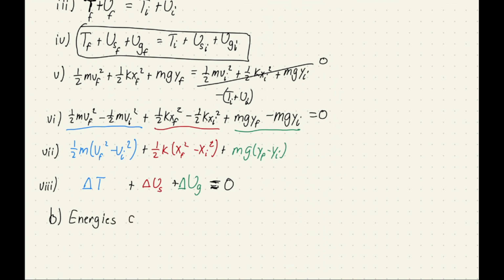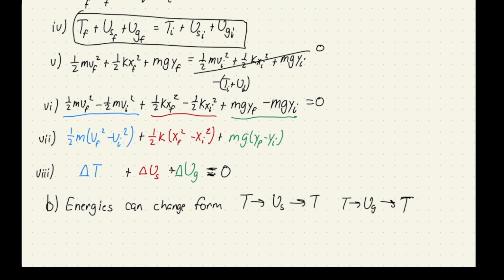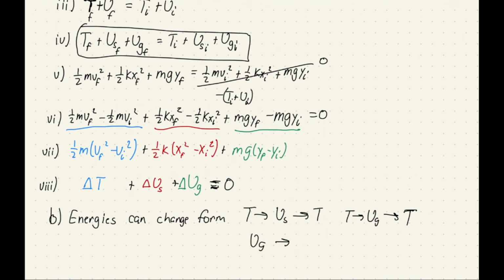So our energies can change form. For example, kinetic to spring energy, or spring back to kinetic. Sometimes we can go kinetic to UG back to kinetic. Sometimes we can go from UG to spring and then back to UG, right? But the idea is that they are changing form, but none of that energy is being removed from the system. It's always still there in the system. And the total change in energy, if I subtract the final from the initial, I should get 0.